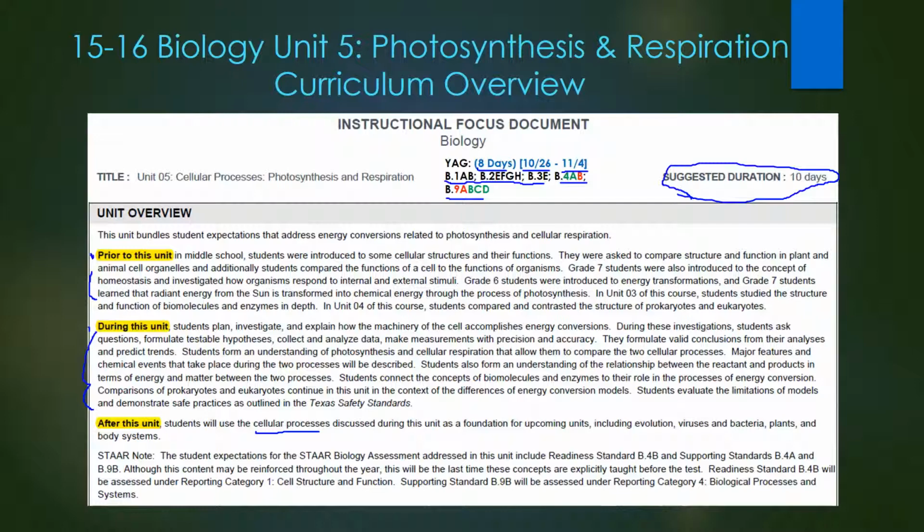And after this unit, the students will use cellular processes, photosynthesis and cellular respiration, for upcoming units, including evolution, viruses and bacteria, plants, and body systems. So we want to make sure that they are prepared and they get a good foundation over photosynthesis and cellular respiration so they can be successful in upcoming units.